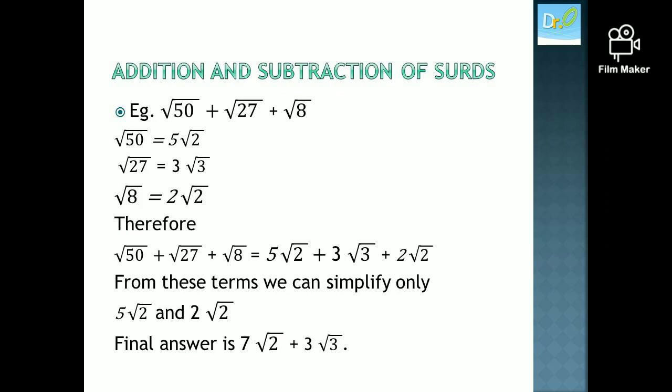You can write it as 2 root 2. Then root 50 plus root 27 plus root 8 becomes 5 root 2 plus 3 root 3 plus 2 root 2. Then 5 root 2 and 2 root 2 are the two terms with similar surd expressions. Therefore, you can simplify those two only. So you can simplify 5 root 2 and 2 root 2 and write it as 7 root 2, and keep 3 root 3 apart from this expression. You can write it as 7 root 2 plus 3 root 3. That would be your final answer.